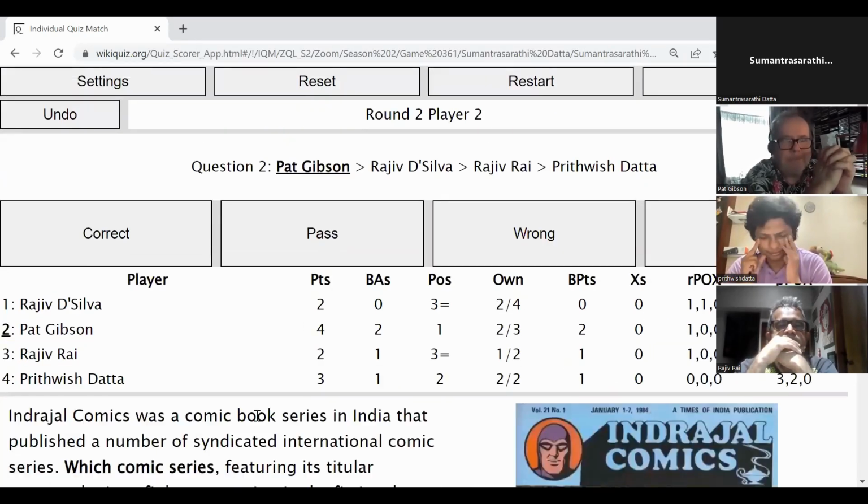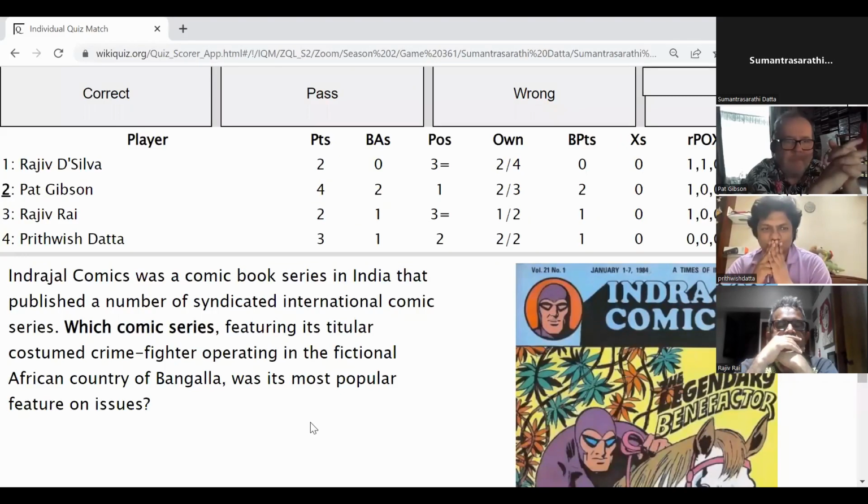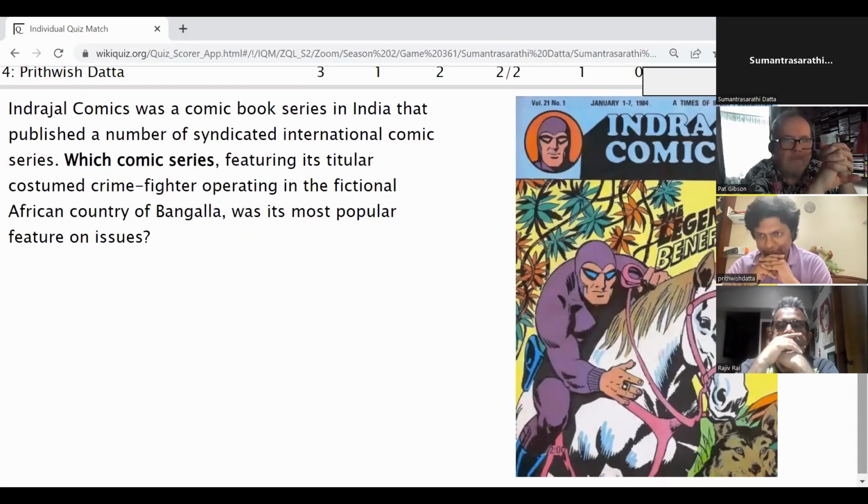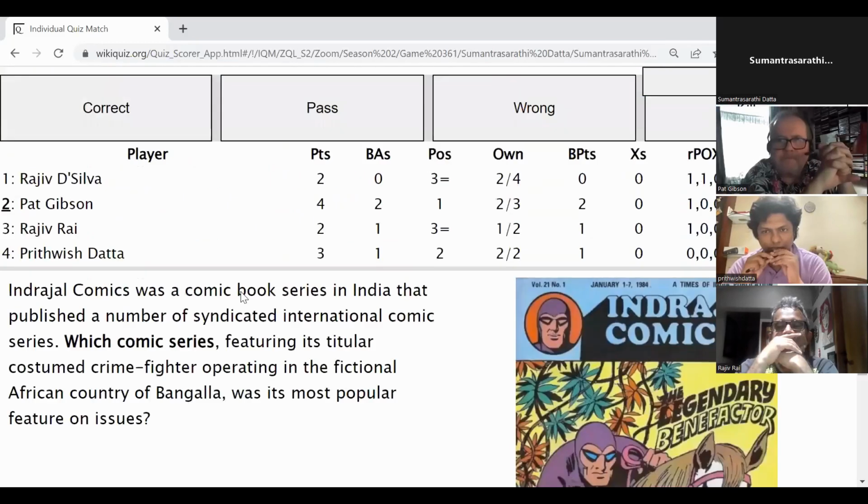And Pat, your second direct. Indrajal Comics was a comic book series in India that published a number of syndicated international comic series. Which comic series, featuring its titular costumed crime fighter operating in the fictional African country of Bengala, was its most popular feature? The Phantom.